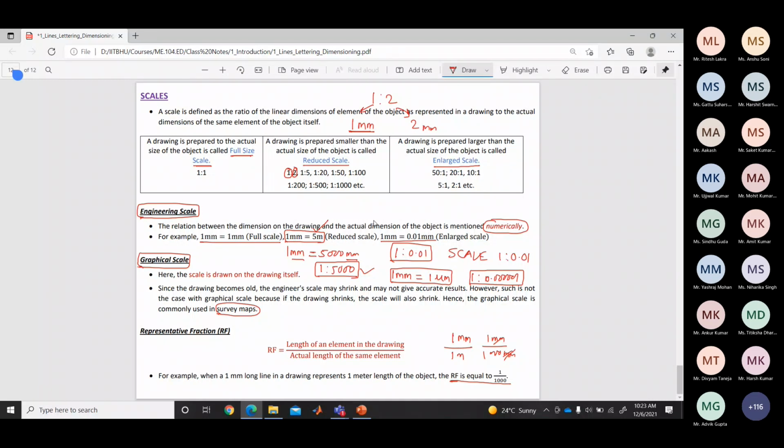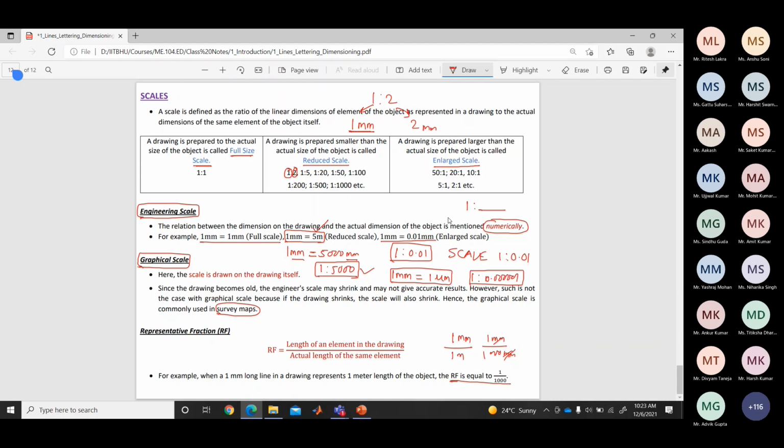So any doubts or any queries here? Sir, can't we write 1:0.01 as 100:1? Yes, you can write 100:1. But actually, for ready picking of the dimension from the drawing, it is preferable to give the 1 as 1:something.